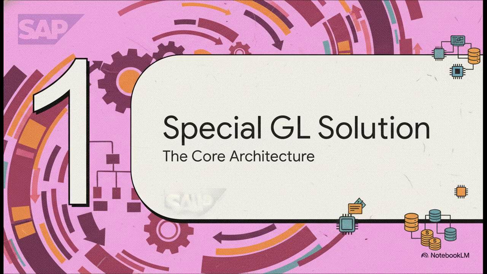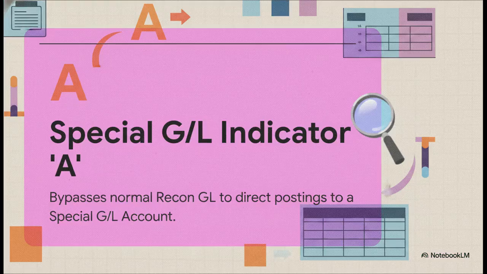Because understanding the why is absolutely crucial before we just start memorizing the how. To fix that balance sheet problem we just talked about, SAP uses this genuinely brilliant mechanism called a special GL transaction. Specifically, we use type A, which just stands for advance. When a down payment is posted, this indicator acts kind of like a giant detour sign. It tells the system to completely bypass the normal reconciliation GL account and instead direct the posting to a highly specialized alternative GL account.